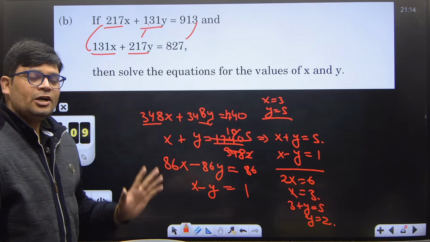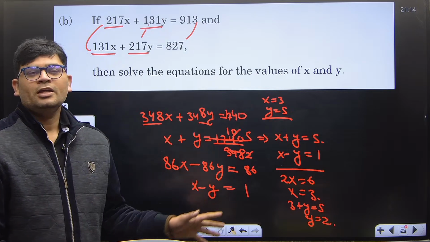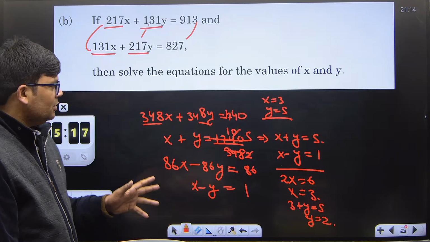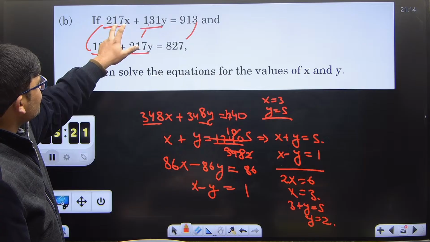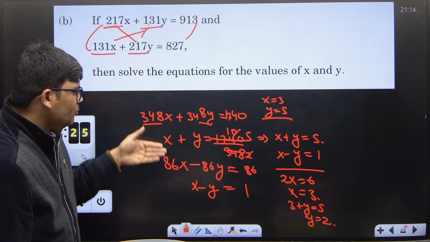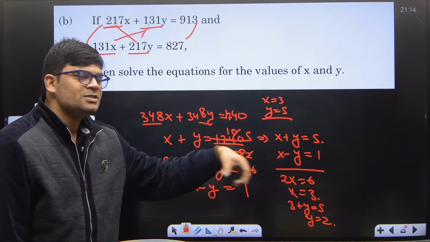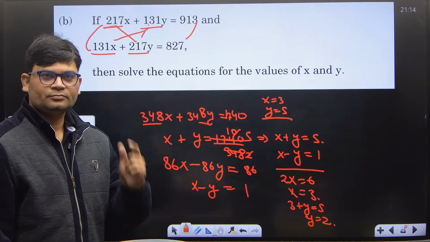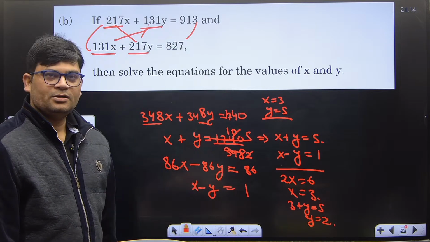These are special kind of questions not to solve using the elimination or substitution method, or there will be a very big calculation and you will just fall into a trap. If you have these combinations, like the coefficients are same for x and y in the alternate equations, then you need to add both the equations and then subtract both the equations to get two more equations which can be solved very easily. Understood? Yes, sir. So y is equal to 2 and x is equal to 3, right? Correct. Okay.